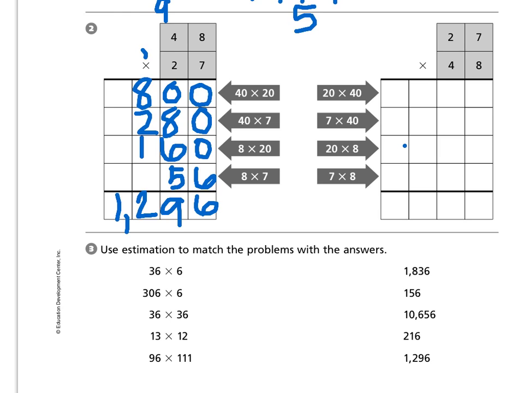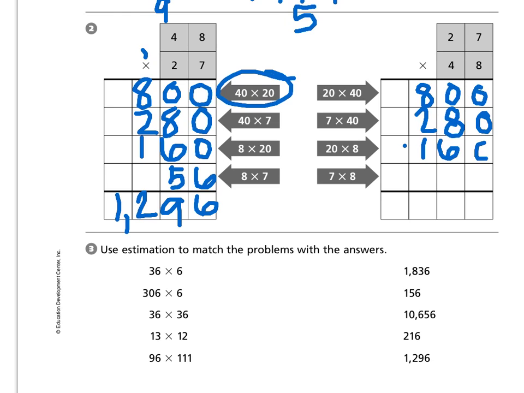Go ahead and start over here. 20 times 40 I know is 800. If you look, you have that same answer with this. 7 times 40 is 280. 20 times 8 is 160. And 7 times 8 is going to be 56. Add it up, and you should have the same exact number as you did on the other side. Clearly, you can tell that reversing the order of the operation doesn't make a difference.